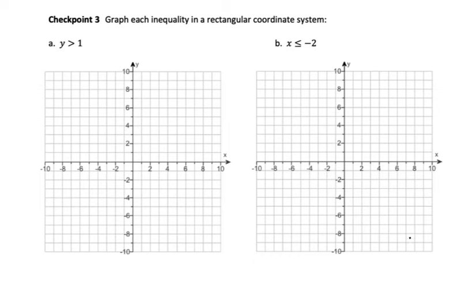So next you should look at checkpoint problem number 3. Do this in your notes, check your answer, and then go on to the homework.